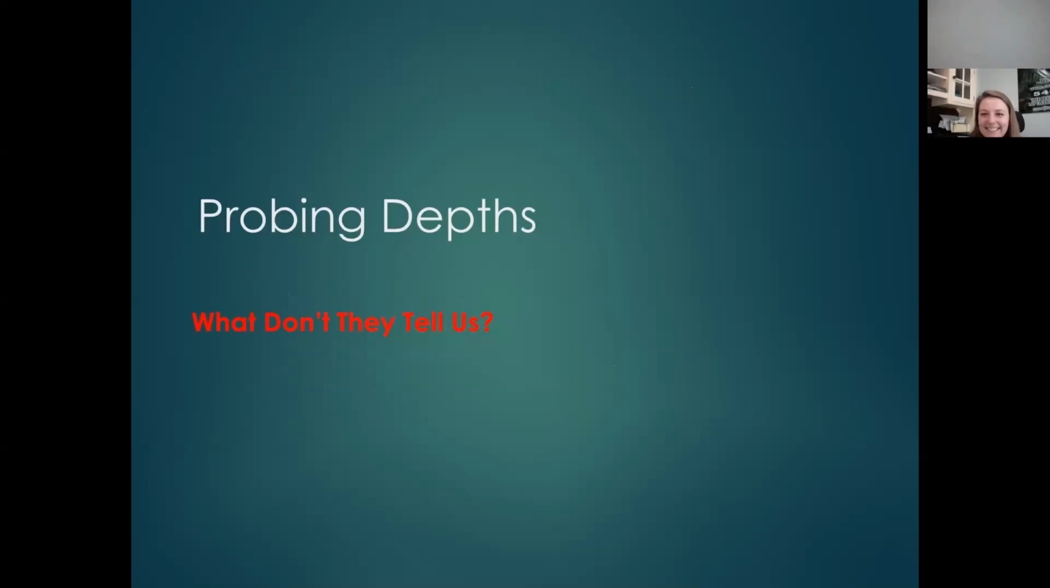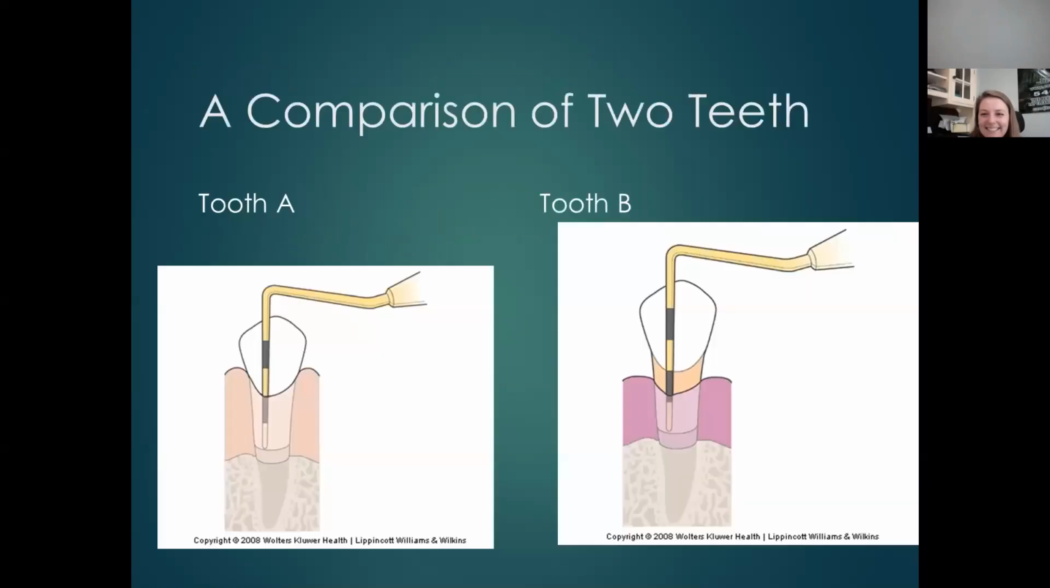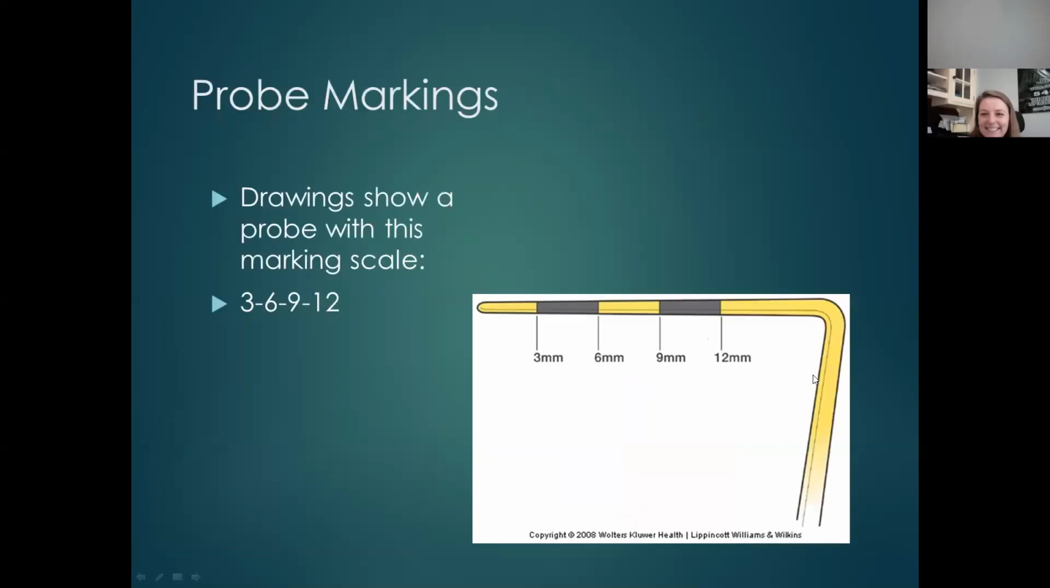So what do probing depths not tell us? This came from the Gehrig text. Again, it's showing you hidden recession on tooth A versus visible recession on tooth B. But look at where the bone level is. It's still at 6 millimeters. This is the 6 millimeter marking at the CEJ, and this is the 6 millimeter marking at the CEJ. So the CALs are really the same.